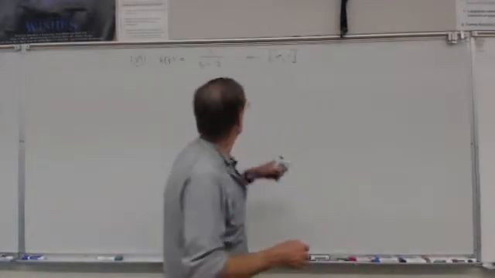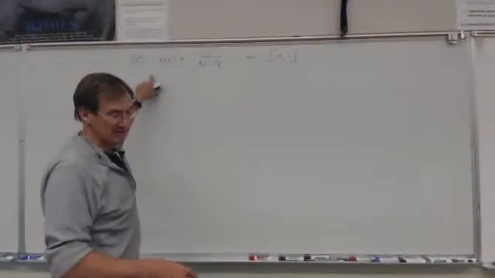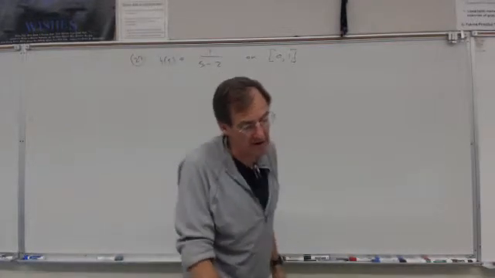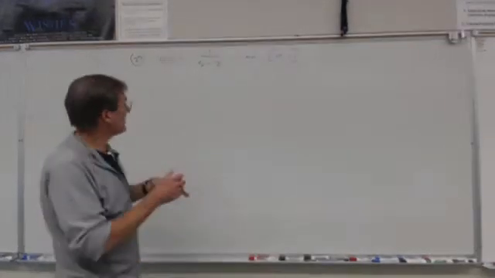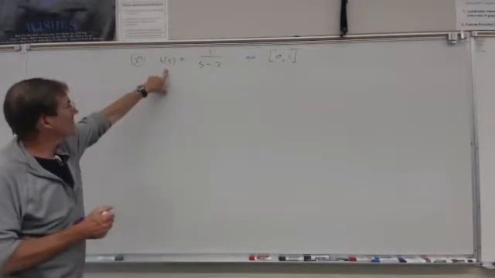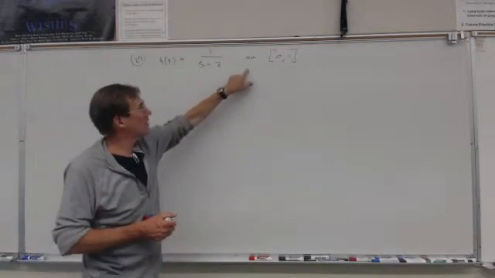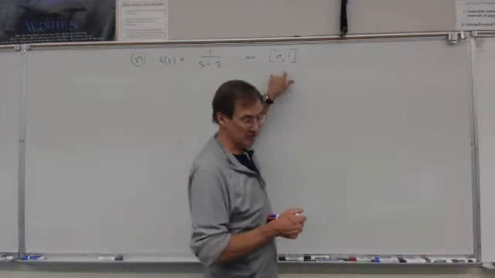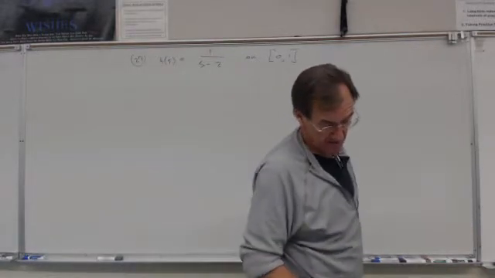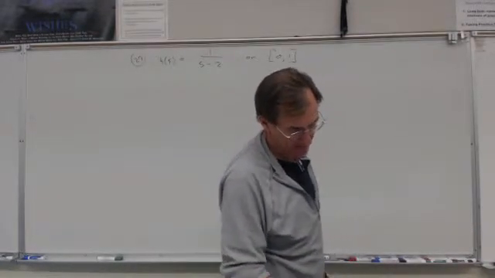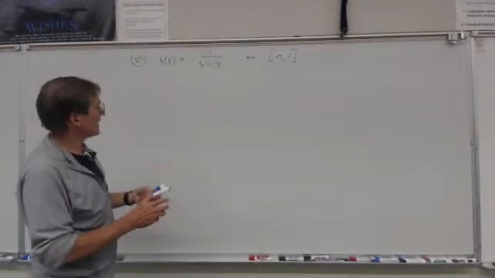Hi there, let's look at number 27. This is in section 3.1, so homework for Monday night. They want us to find the absolute extrema of this function, 1 over s minus 2, on the closed interval 0 to 1. Let's double check that.